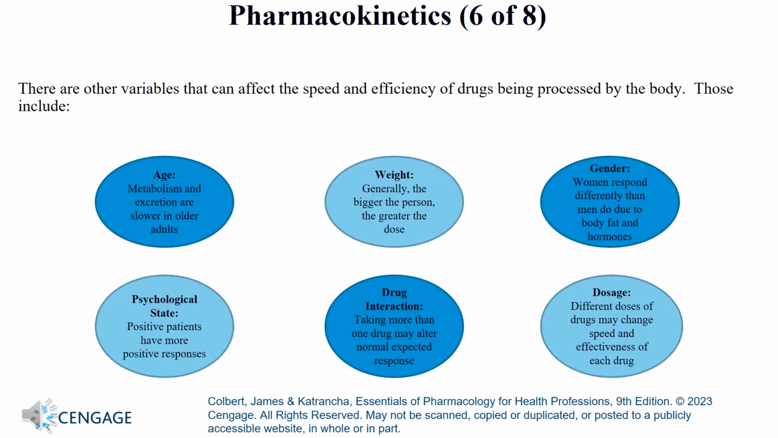There are other variables that can affect the speed and efficiency of drugs being processed by the body, and these are your age, your weight, your gender, your psychological state, drug interaction, and your dosages.